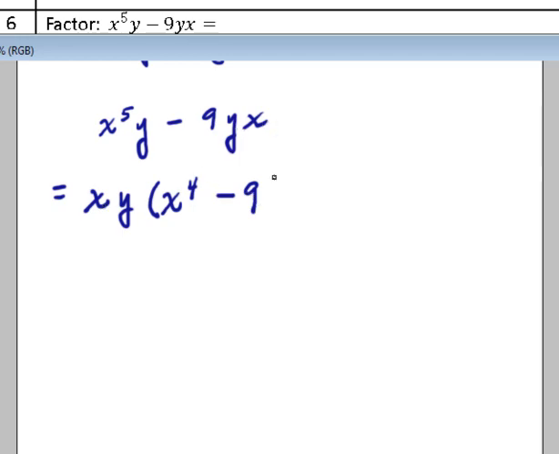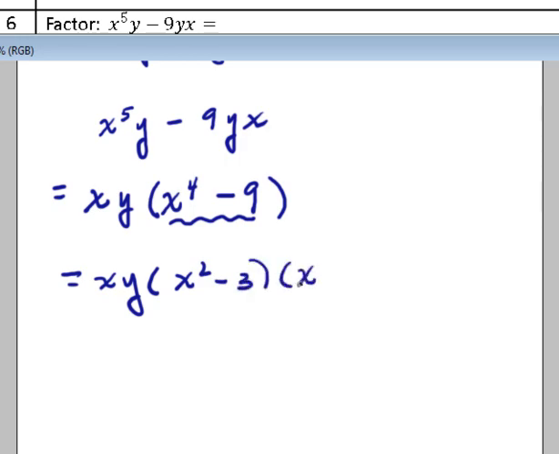Here we have xy. Now notice that in the parentheses we do have a difference of 2 squares, and we can continue to factor. So let's do that. So we have xy, x squared minus 3, x squared plus 3. And this is factored completely.